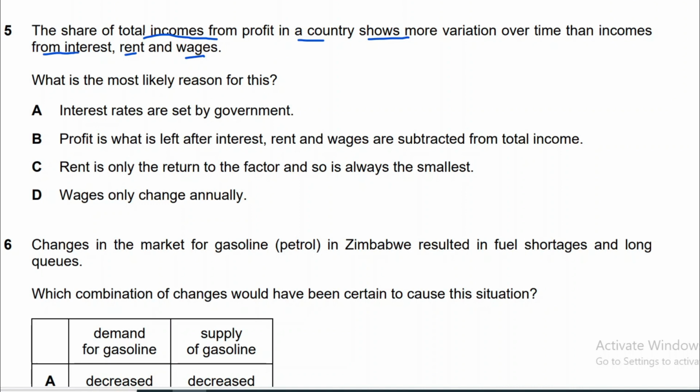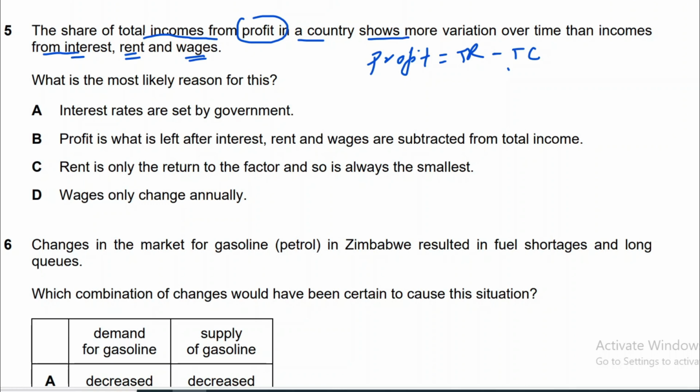Why are there more variations in the share of total income from profit? Keep in mind, profit is calculated as total revenue or total income minus total cost, right? So these are multiple costs, and these costs are part of profit. What is the most likely reason for this?